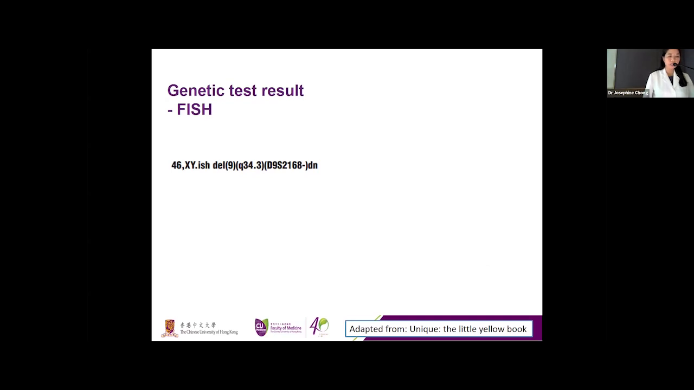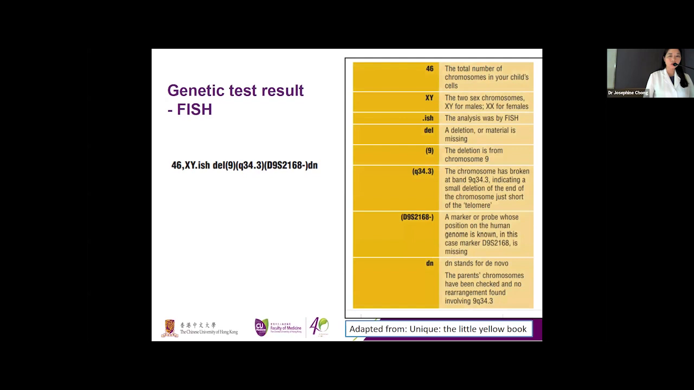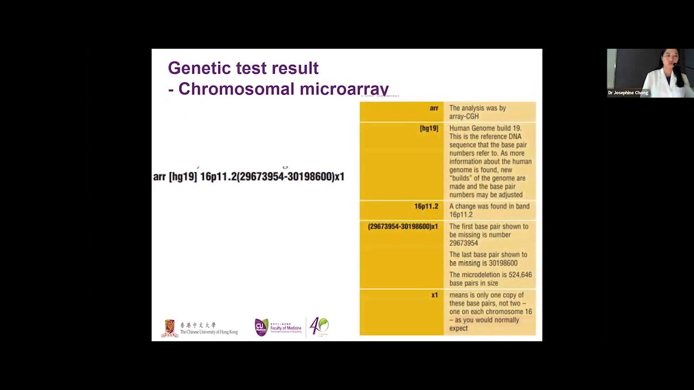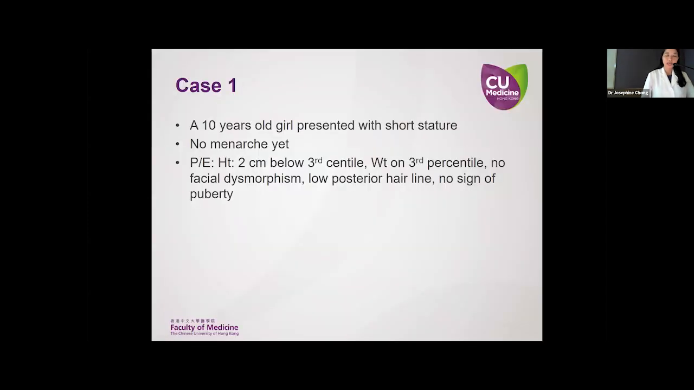For FISH testing, they also have different nomenclatures. The different nomenclatures you can see, the short terms, are representing different happenings in the chromosome. I think Professor Chong had already covered the nomenclature, so I'm not going into detail. So just to share with you a few cases related to chromosomal abnormalities.